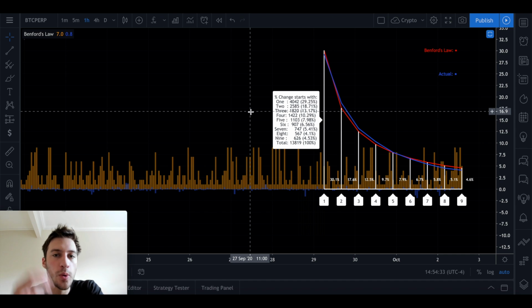So what I thought is, what if we were to look at a bunch of coins on the 1 hour time frame? What if some coins really deviate from Benford's Law?